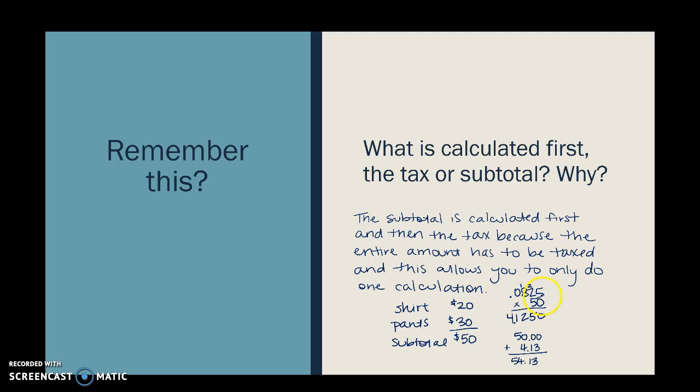So for example, if we went to the mall, we would pay 8.25%, and instead of setting up a proportion, I changed it to a decimal by moving the decimal 2 places to the left, and I got 0.0825. So it's $4, and I round up because I need to go to the nearest cent. So $4.13 for tax, and then I added tax to my subtotal. So for my pants and my shirt, I'll pay $54.13.